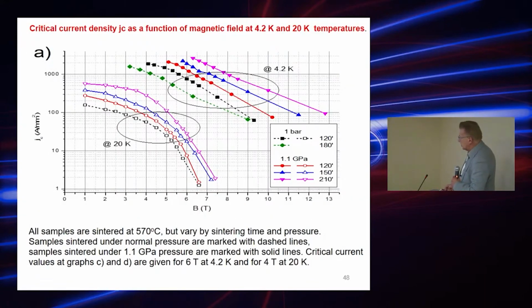You see that after 210 minutes at 1 gigapascal, the JC increases, for example for 9 Tesla, you see how the JC increases from this point to this point. So it's almost 5 times higher JC you can get just using a longer time for heating. So in the future, it's important to keep a long time for this heating process for long wires.